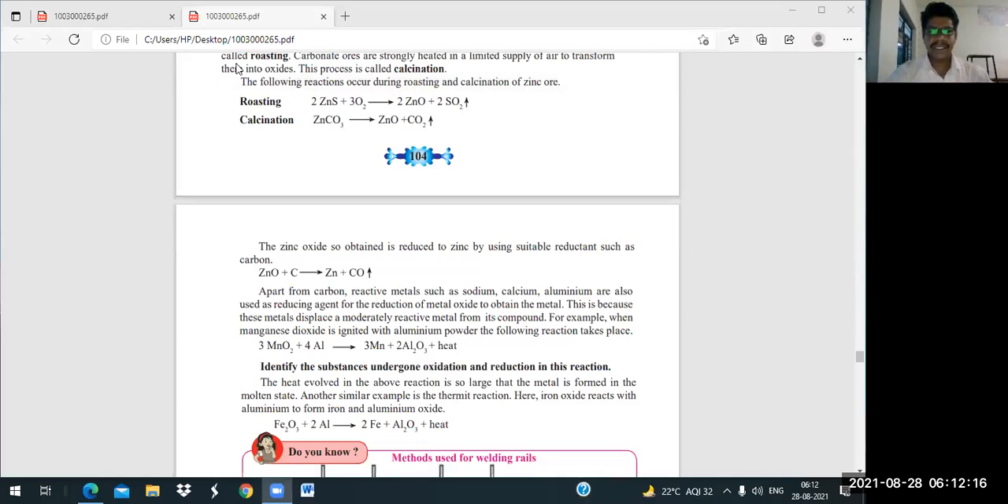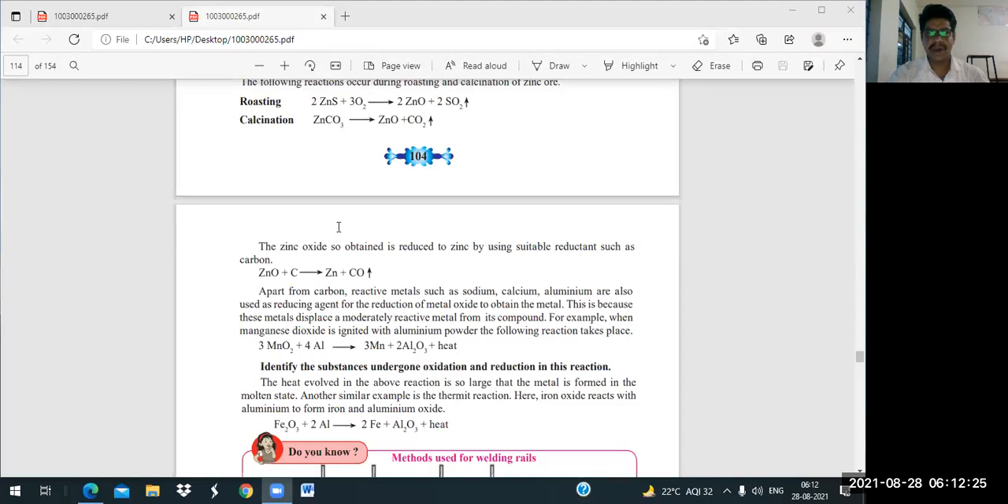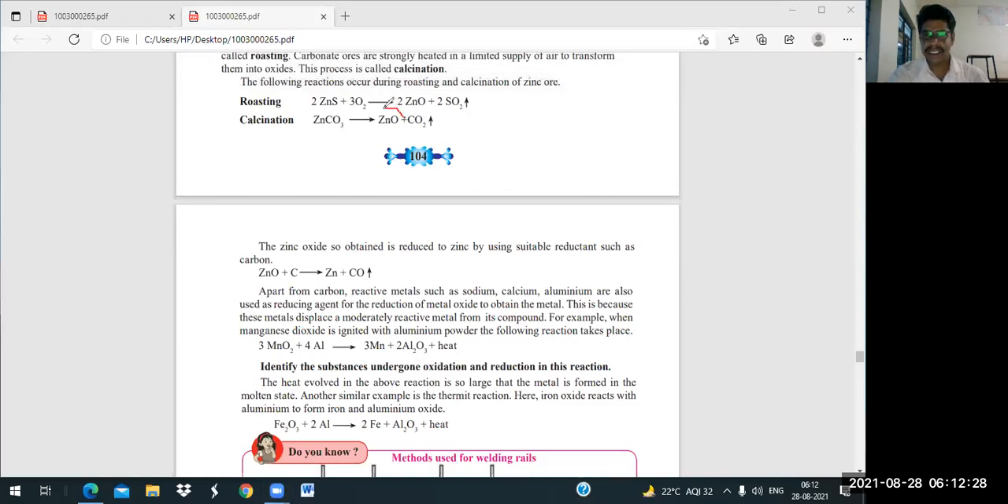Now the zinc oxide obtained is reduced to zinc by using a suitable reactant such as carbon. When we have to obtain zinc from zinc oxide, just as we saw in calcination, zinc carbonate reacts with limited air and forms zinc oxide plus carbon dioxide. To obtain pure zinc, we have to use a reactant, carbon. Zinc oxide reacts with carbon and gives us pure zinc plus carbon monoxide, which means this gas is released.